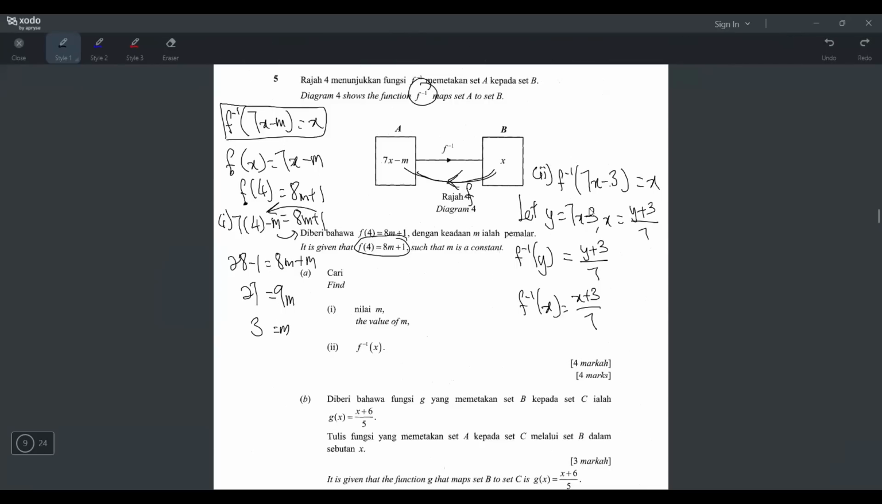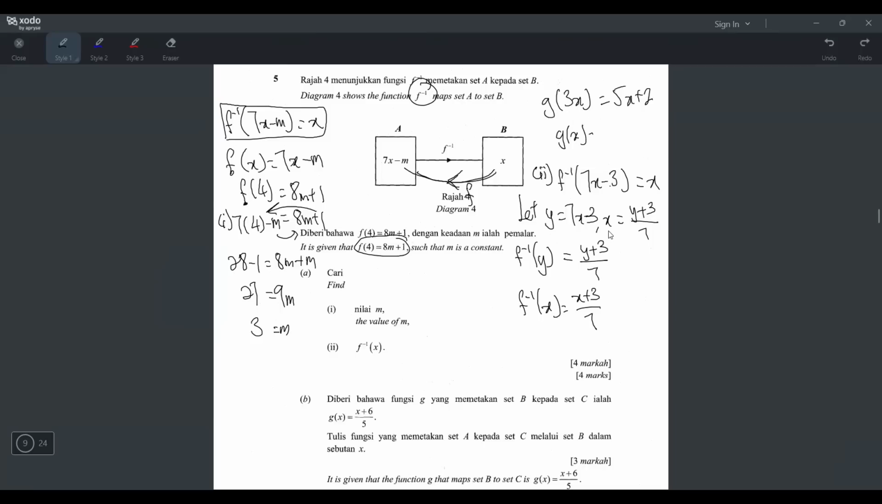Sometimes you need to use this method when you don't have the outside function, right? Like for example, if I have g(3x) equals to contoh lah 5x plus 2, and I want to find g(x), so you have to use this method also because you don't have the function g, right? You have to end up using this method.